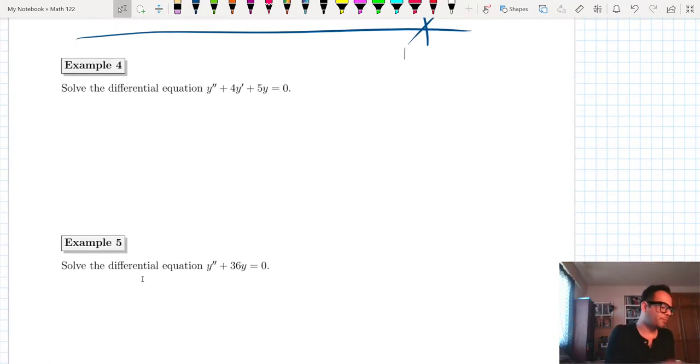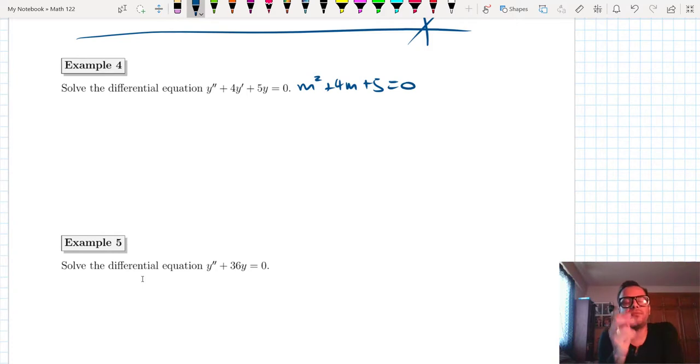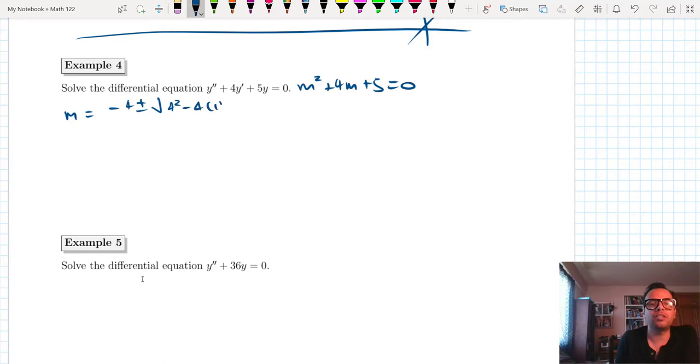Let's do one more. Okay, the next one. Okay, let's see. Let's write down the characteristic equation. M squared plus 4m plus 5 equals 0. If you try to solve this by factoring, it's not going to work because there are no factors of 5 that add up to 4. So in this case, we're going to use the quadratic formula again. So minus 4 plus minus the square root of 4 squared minus 4 times 1 times 5.